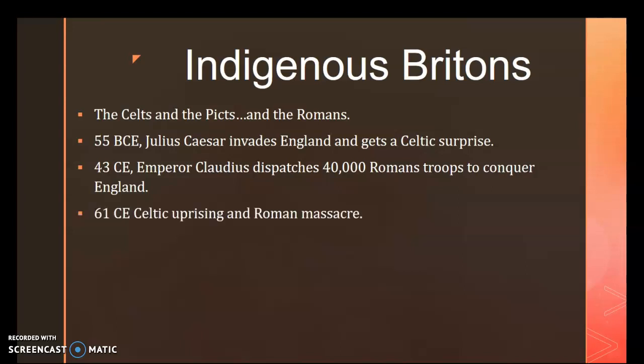Now, this uprising reportedly massacred 70,000 Romans and Romanized Britons. Rome sent reinforcements and maintained its hold on Britain until 410 CE. Now, during this time, the Romans essentially protected their territories, and incidentally the Celts, from threats from the Scots and Picts in the north. When the Romans withdrew, however, the Celts had no protection anymore from those threats.